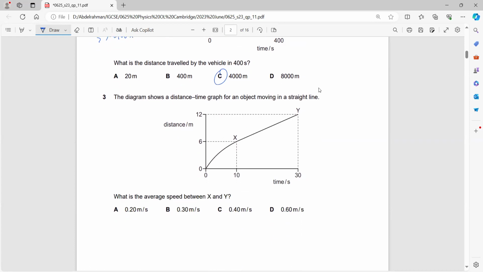The diagram shows a distance time graph. What is the average speed between x and y? We know that the average speed equals total distance over total time. Between x and y, the total distance was 12 minus 6, which is 6 meters. And the total time was 30 minus 10, which is 20 seconds. So basically 6 over 20, which is 0.3 meters per second.